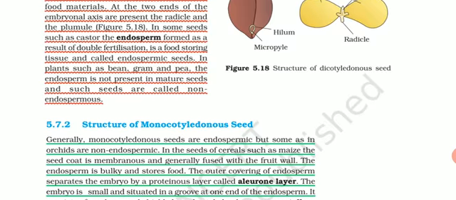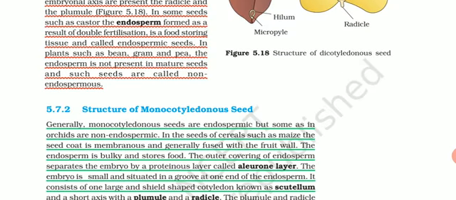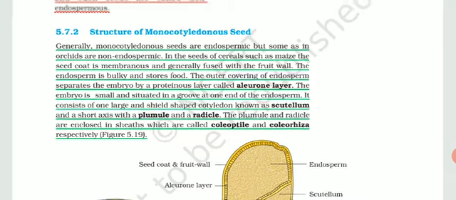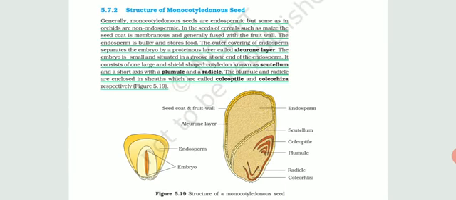Now, after studying this dicotyledonous seed, let's talk about the monocotyledonous seed. Here the examples of maize, wheat, and rice are very common. They are endospermic, they have proper endosperm in them. Look at figure 5.19. You can see a proper endosperm found around the embryo in the first figure as well as in the second figure. But in some, like orchids, there can be non-endospermic seeds also.